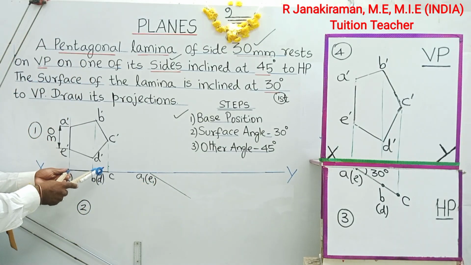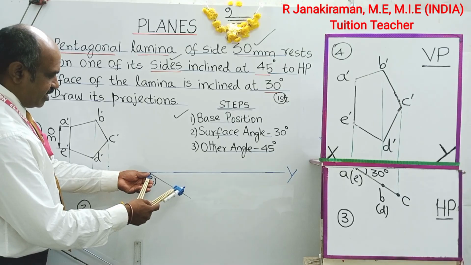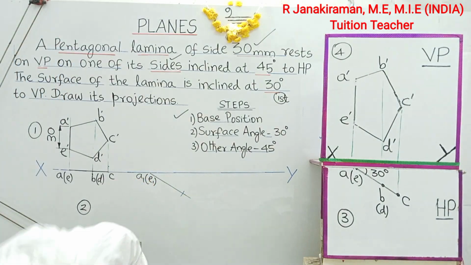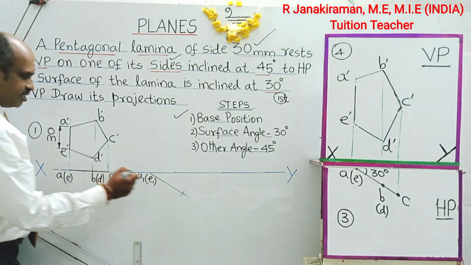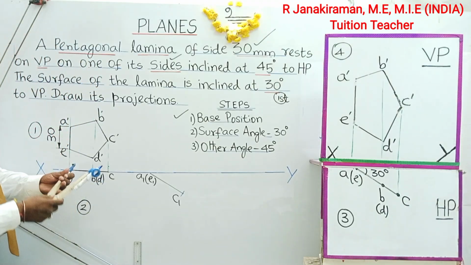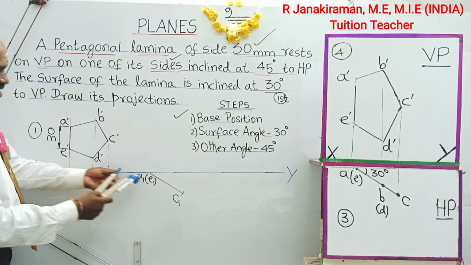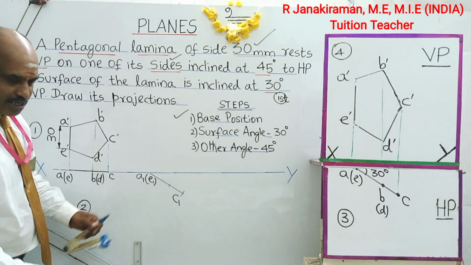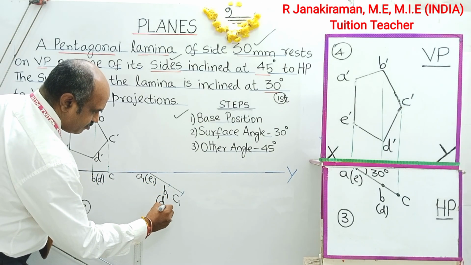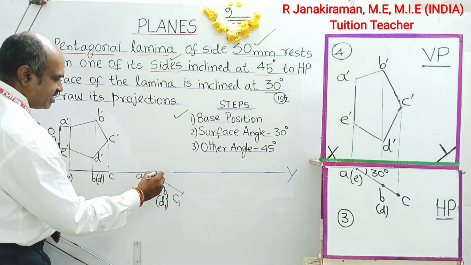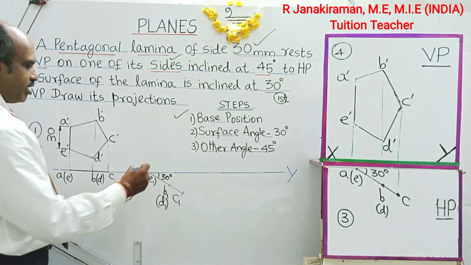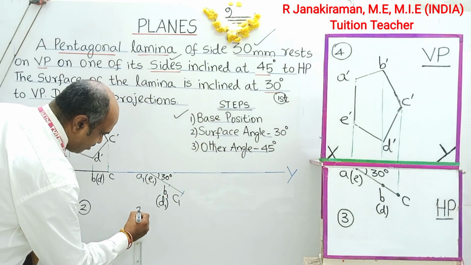Take the AC distance in your compass. Cut an arc on this inclined line. This point shall be marked as C suffix 1. The remaining you can erase. Similarly, we mark B. Take the AB distance in your compass and cut an arc on this inclined line. This point shall be marked as B suffix 1, merged with D suffix 1. Understand? This is the surface inclination angle of 30 degrees. Then the third diagram is completed.